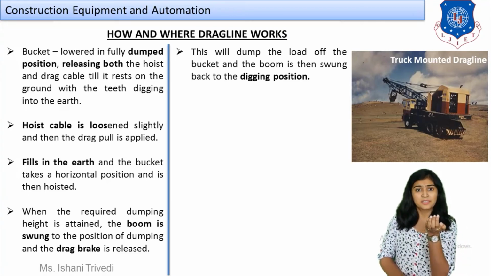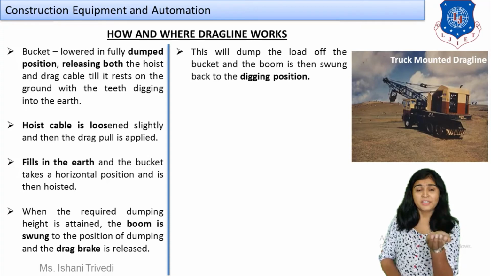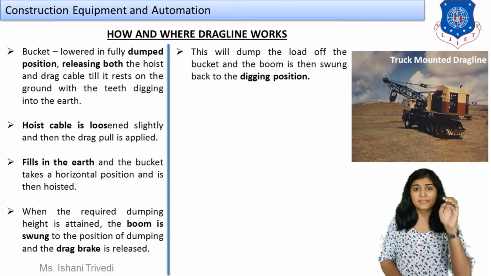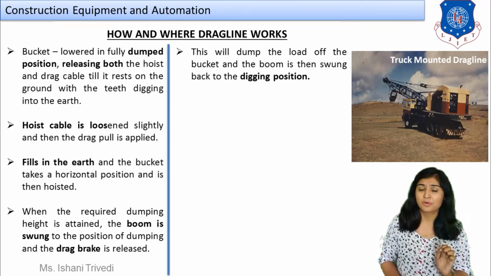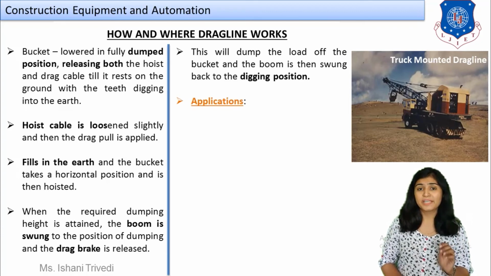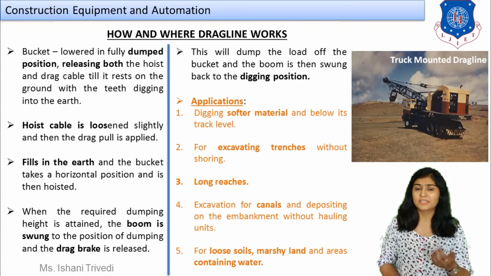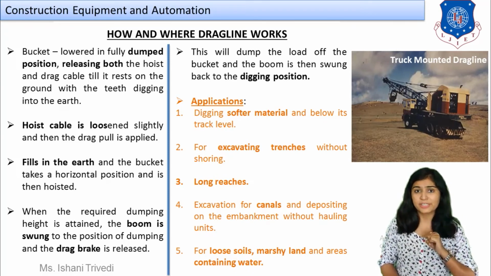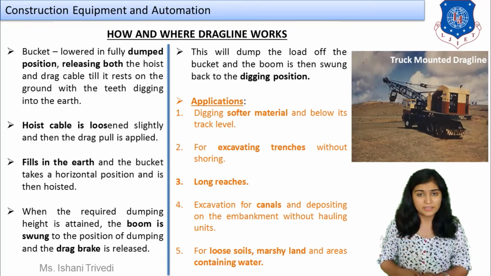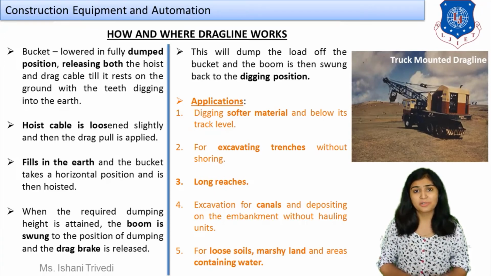Once the work is done, it will take horizontal position, and in that plane, the bucket along with the crane is going to be swung, and you will change its direction, and then you will dump it wherever you want to dump. So this swinging work will be done. It will dump the load off, and the bucket and the boom are then swung back into digging position. This is how the cycle keeps on repeating, and this is how your drag line works.